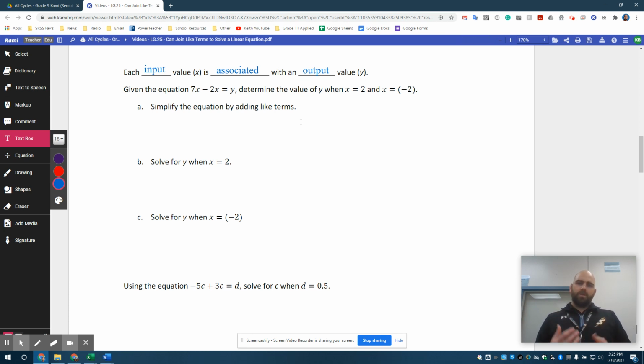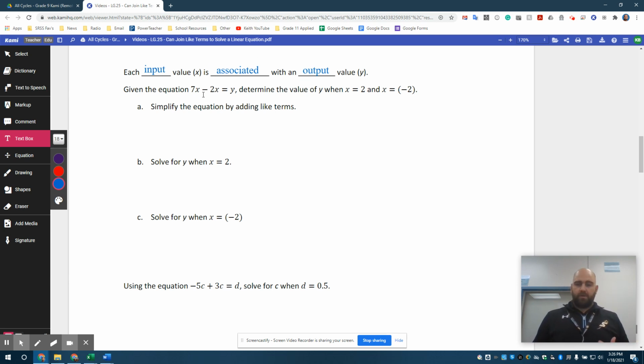What we're going to do here is we're actually going to solve for a variable. So in this case, we're going to use x to solve for y. And in the opposite way, we can do the same thing. We can use y to solve for x. So if we're given this equation of 7x minus 2x is equal to y, we want to determine the value of y when x equals 2 and when x equals negative 2. Okay, so we want to solve for that.